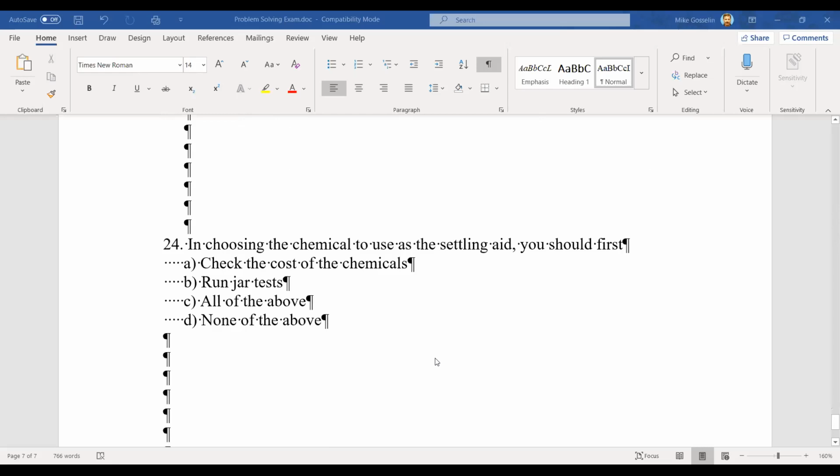In choosing the chemical to use as a settling aid, you should first, you bet, run some jar tests.